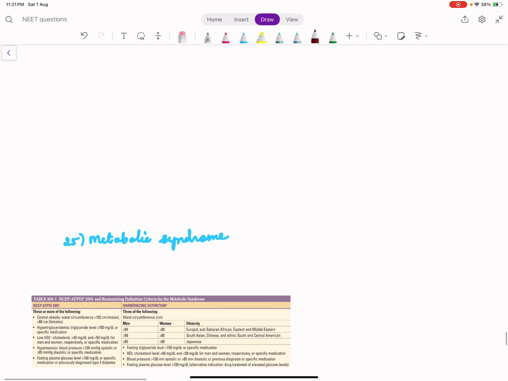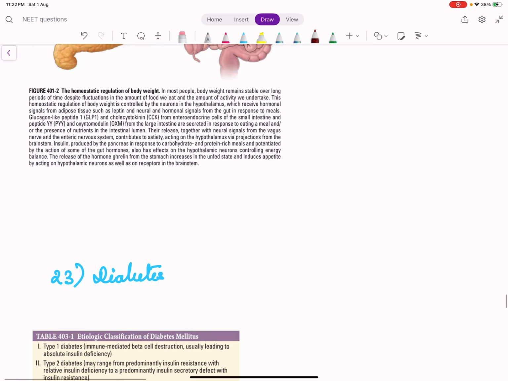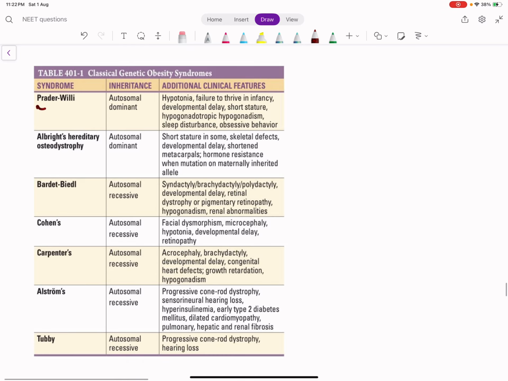So this finishes the endocrine. I will just quickly go through some metabolic diseases, diabetes. We'll start with obesity. So just from an exam point of view, there are some syndromes which can cause obesity. For example, Prader-Willi syndrome, Albright's hereditary osteodystrophy, Bardet-Biedl syndrome, Carpenter syndrome, Cohen syndrome, Alström syndrome. These are some syndromes which cause obesity.